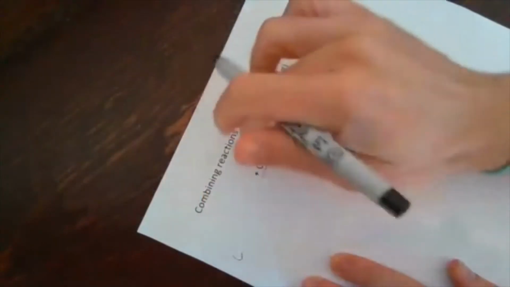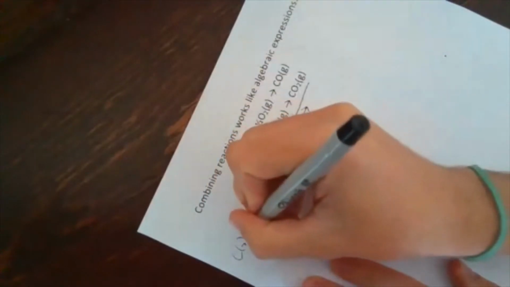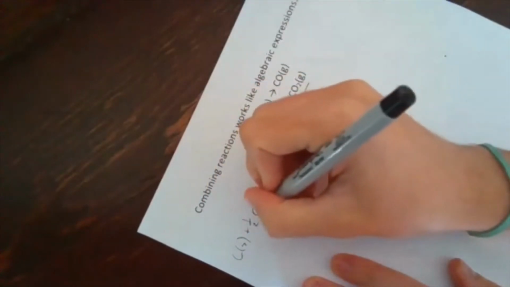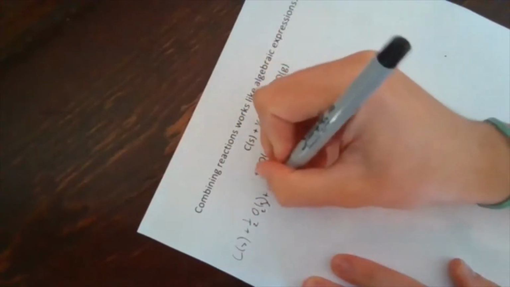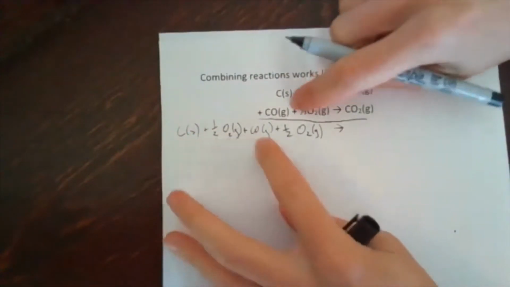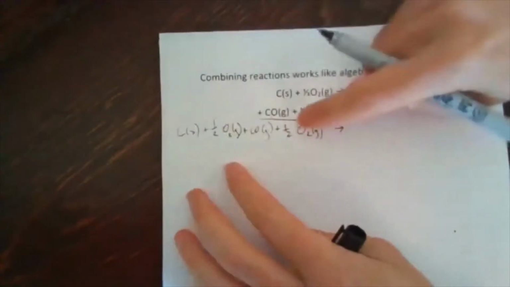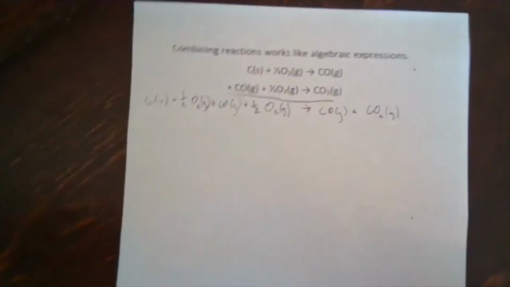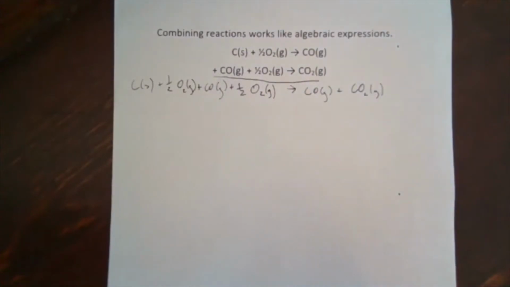So I'm going to have the carbon solid plus that 1/2 O2 plus CO gas plus 1/2 O2 gas. So you can see reactant, reactant, reactant, reactant, just put them all together, listed all on one side. And then for my other two, CO gas plus CO2 gas. And so that's the first step, is put everything together.